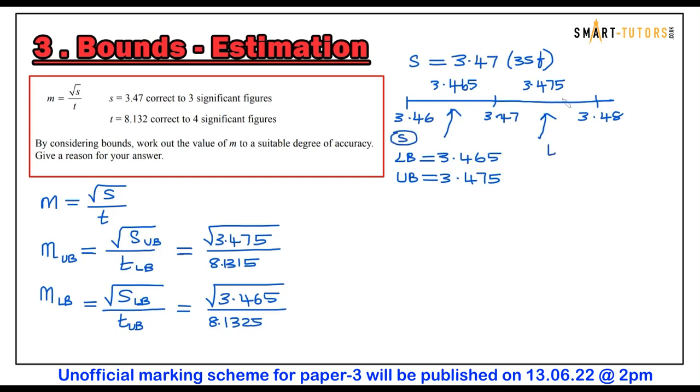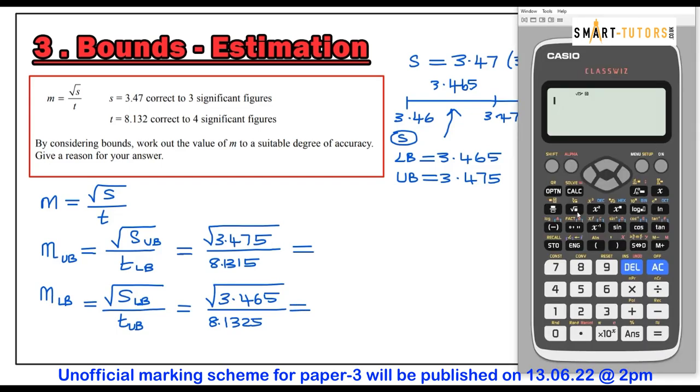So I will write the T values. T's upper bound is going to be 8.1325, and T's lower bound is going to be 8.1315. So these are the two pieces of information you need to substitute in the given equations, and we need to find out both values. First of all, I'm just going to use the fraction button. Square root of 3.475 is on the top and the bottom is 8.1315.